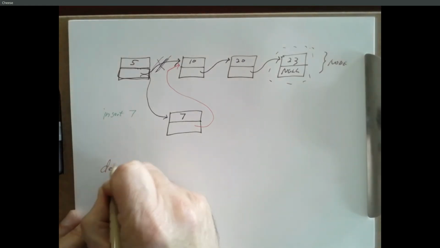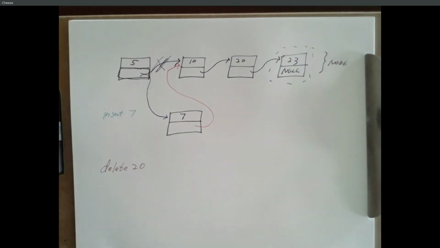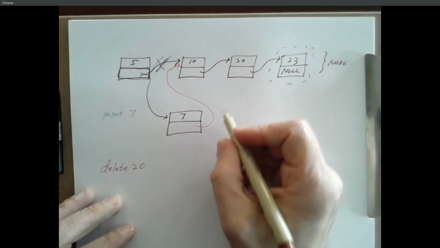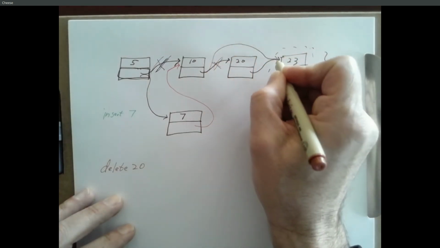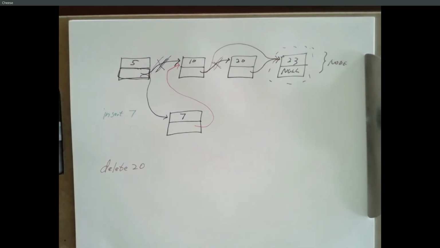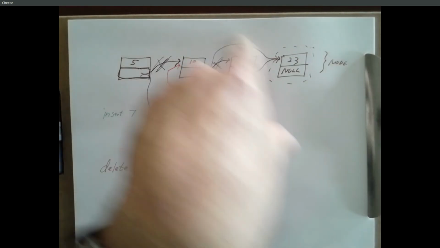All right, let's delete 20. Well, how do we delete the 20? What do we have to do to this picture? To delete the 20, all we got to do is change this to point to the 23. Bingo, we're done. 20 is no longer part of the list. Now our list contains a 5, a 7, a 10, and a 23.